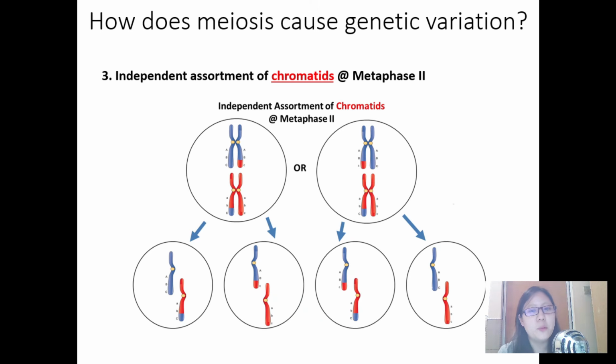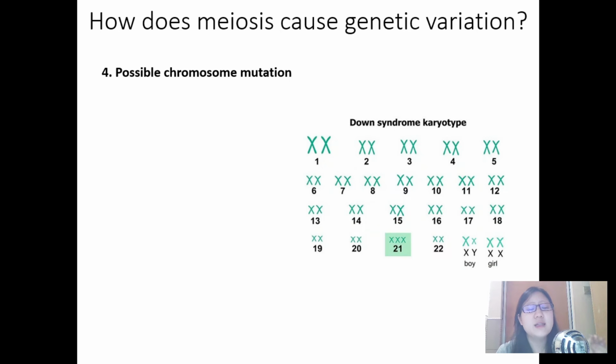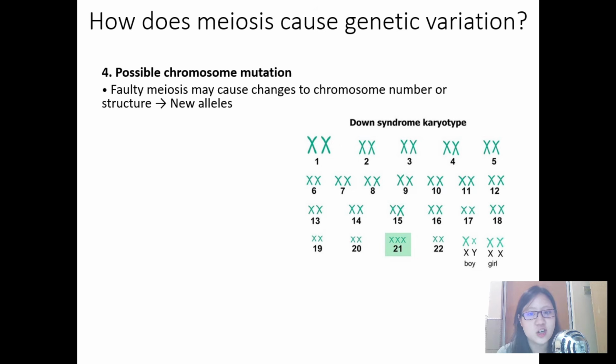Now there is one more point, which is also a rare occurrence, but it can happen: there might be some possible chromosomal mutation. We're not talking about gene mutation, which is just one base or two bases that usually happens during DNA replication. We are talking about chromosome mutation, as in the whole chromosome structure or the chromosome number changes, resulting in new alleles or even new diseases.